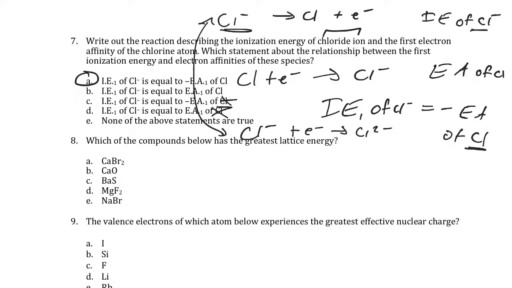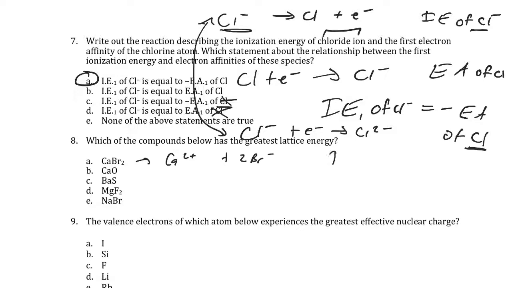Which of the compounds below has the greatest lattice energy? This is a question from chapter 8. This sort of snuck on here, though we were talking about lattice energy. Lattice energy is the energy it takes to separate these compounds into their gaseous ions. It's a way of measuring the ionic bond strength.